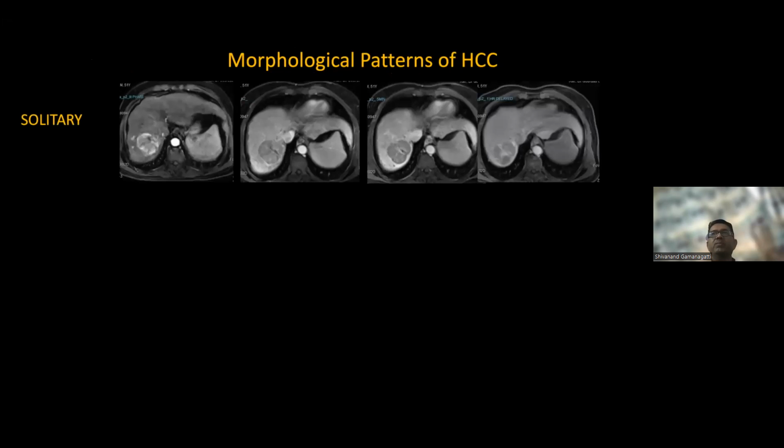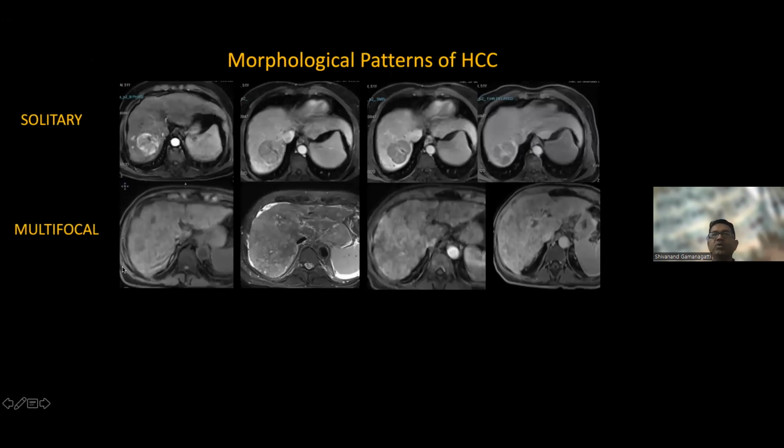We have three morphological patterns. One is the solitary, single lesion, and multifocal, more than one lesion involving both the lobes or a single lobe.